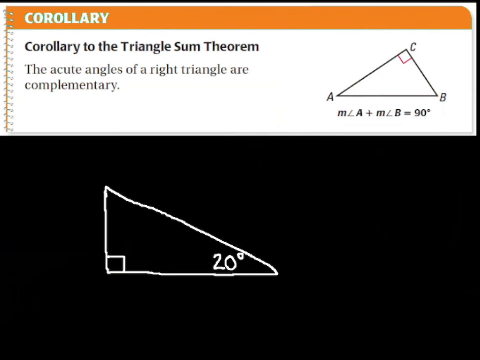If you know it's a right triangle and one of your acute angles is a 20-degree angle, instead of going with the whole 180, we can just know that these two angles have to add up to 90. So what plus 20 would add up to 90? That would be a 70-degree angle up in there. So that might just help make some of your calculations a little quicker.